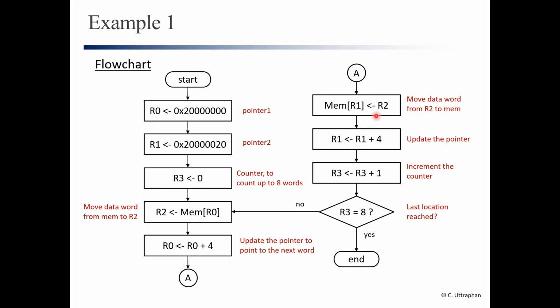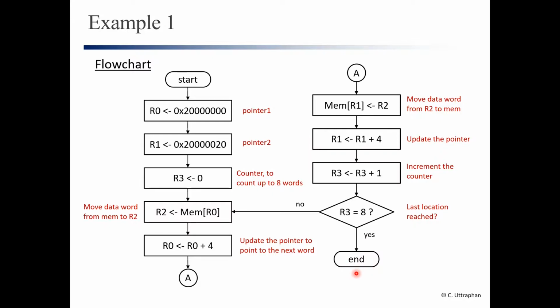Now, from R2, we move again to the memory address pointed by R1, which is hex 20020. And again, we update the content of R1 by adding 4 to R1, to point to the next address. Then, we update the counter, by adding 1 to R3. After that, we check whether we already have moved 8 words of data. If not, then we need to go back, to move the next word, until we reach 8 words. When we have reached 8 words, then the process is finished.